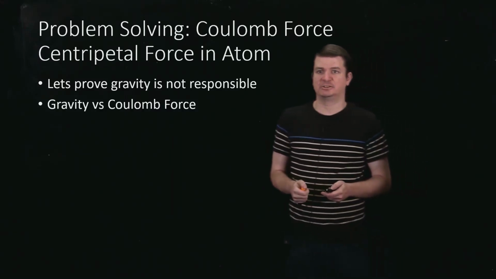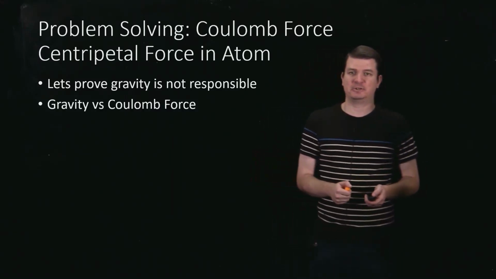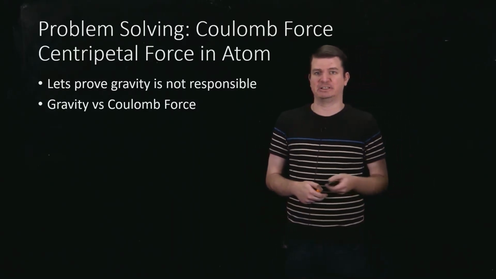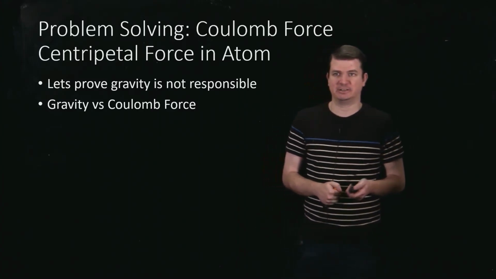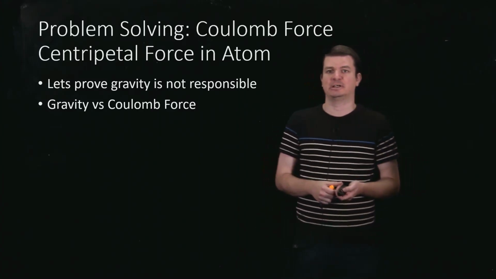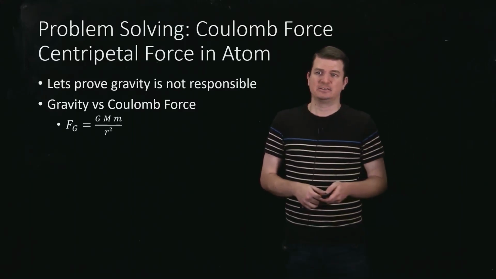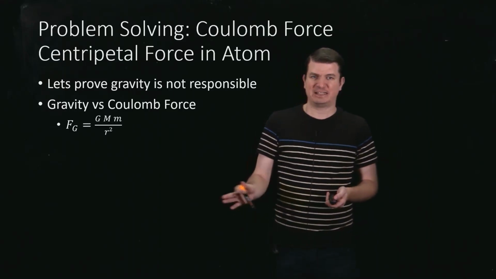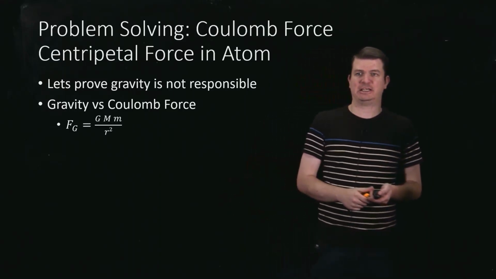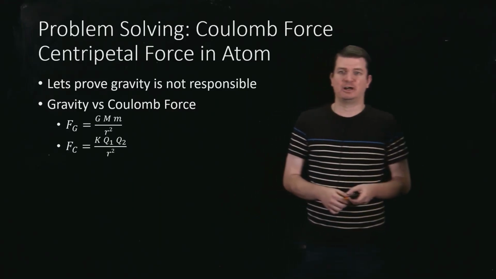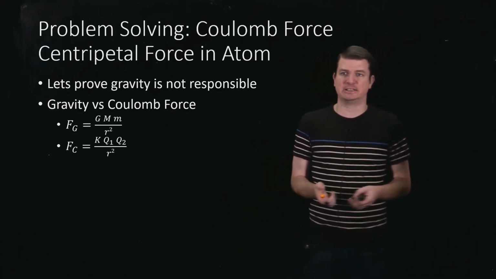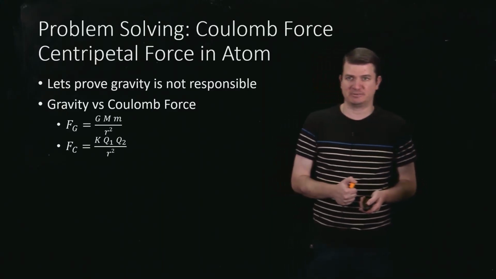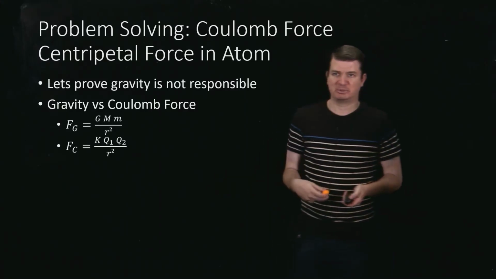So we'll need to compute both the gravitational force and the Coulomb force, and hopefully find that the Coulomb force is actually much, much larger than the gravitational force that is acting between a proton and an electron. In order to do that, let's refresh our memories. Gravitational force, the magnitude anyway, is given by GMm on r squared, while for the Coulomb force, it is our constant k times q1 q2 on r squared. So the product of the charges divided by their separation squared, multiplied by this constant k.